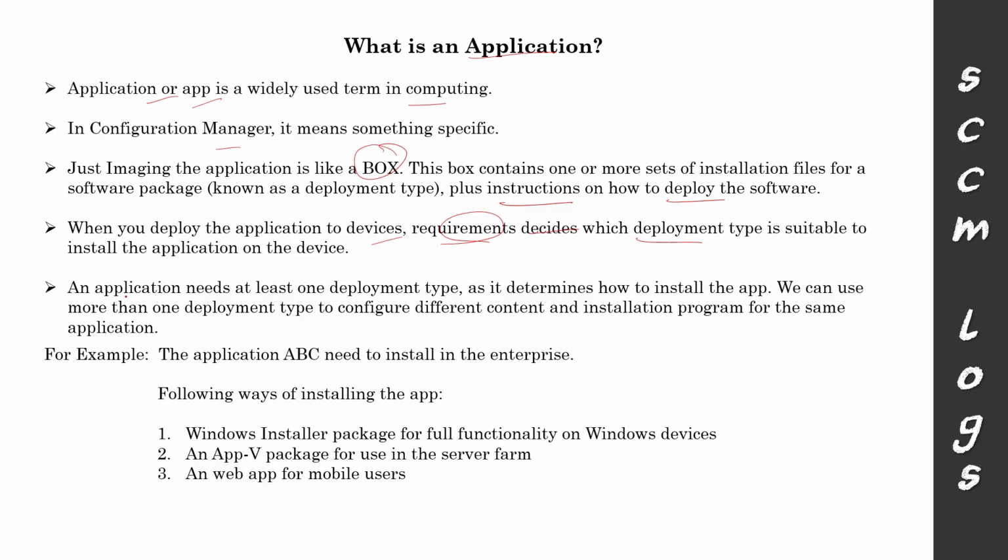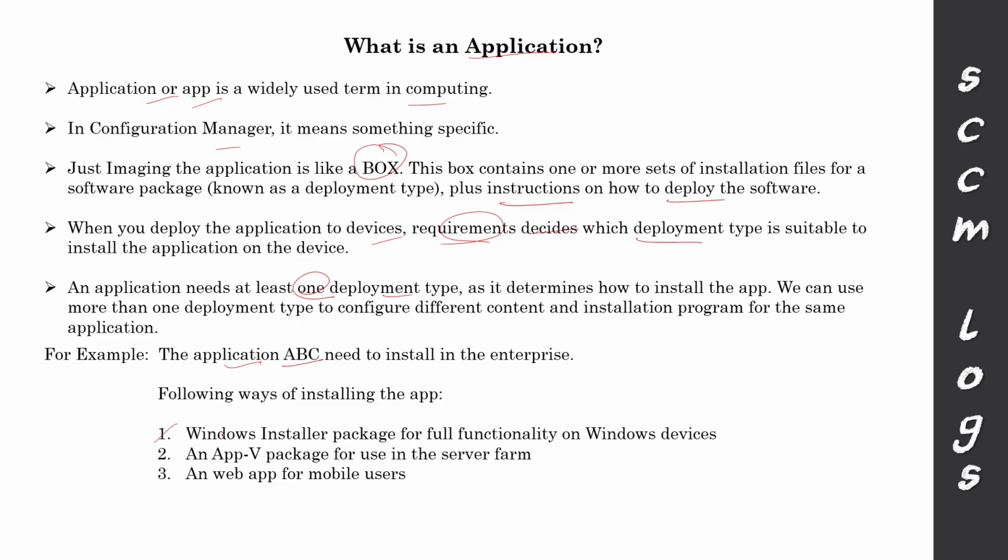The application needs at least one deployment type, as it determines how to install the application. We can use more than one deployment type, so we can create one or two based on the requirements. For example, assume one application called ABC that needs to be installed in the enterprise.